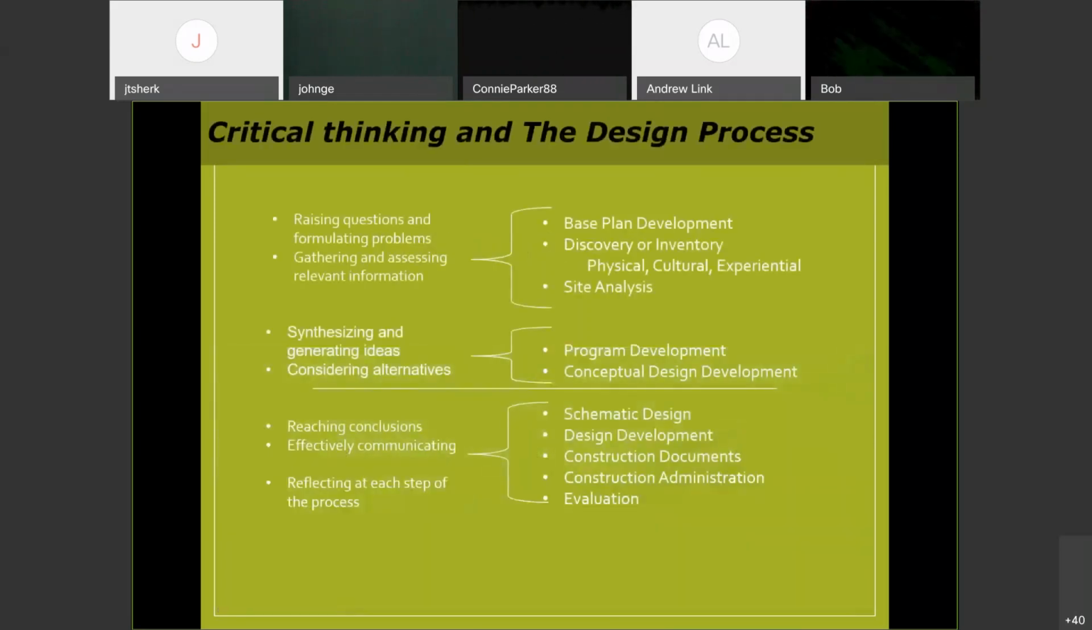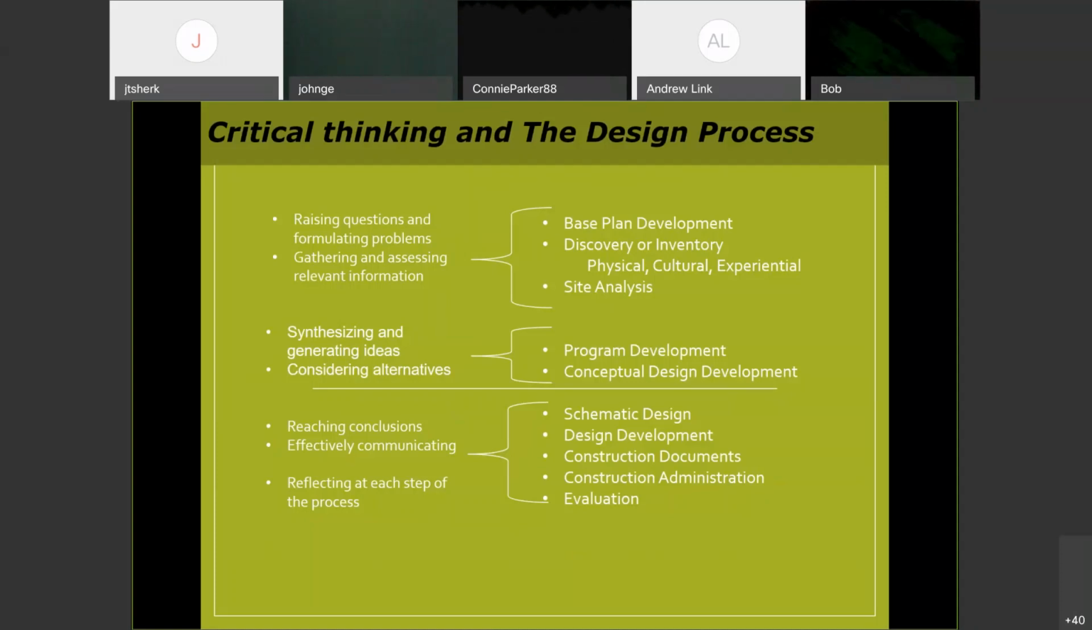So this is a chart I came up with to show my students how the process of critical thinking, raising questions, formulating problems, gathering and assessing relevant information, goes hand in hand with the design process. So at the beginning of design, we develop our base maps, we do inventory of the physical, cultural, and experiential discovery of our sites, we do analyses of these inventories, and then we look at critical thinking hallmarks, which is synthesizing and generating ideas and considering alternatives.